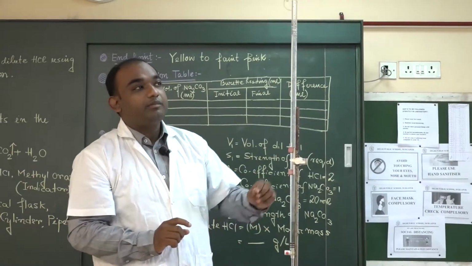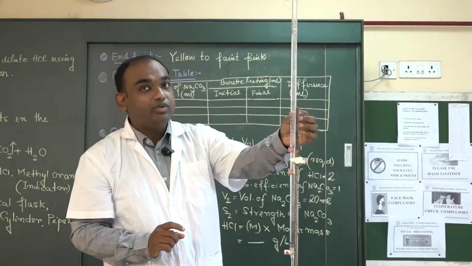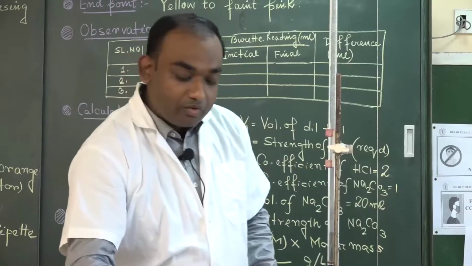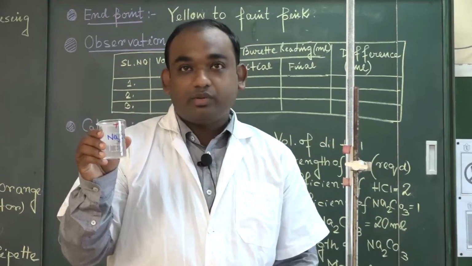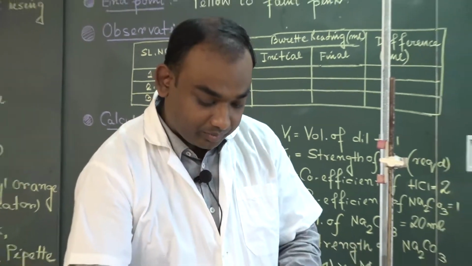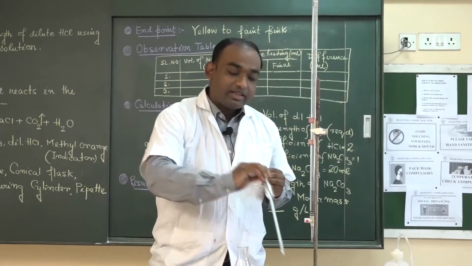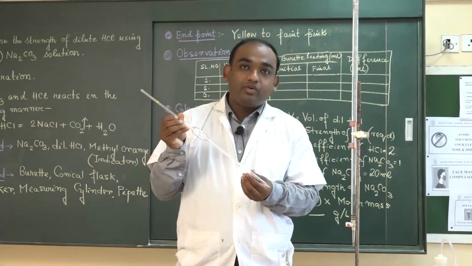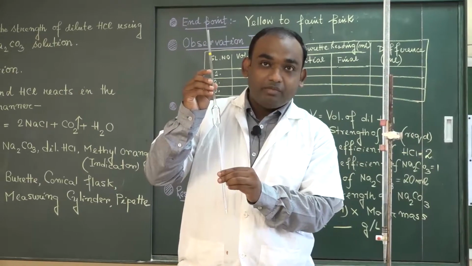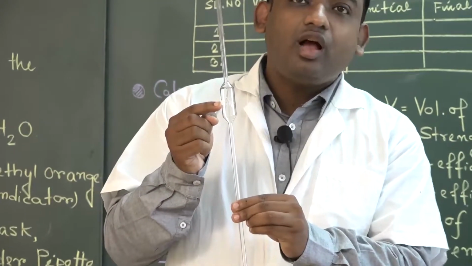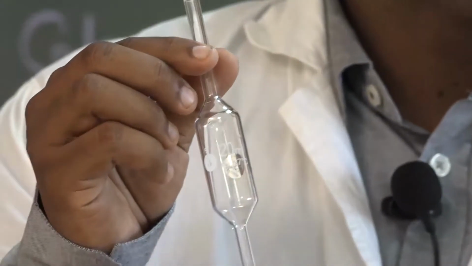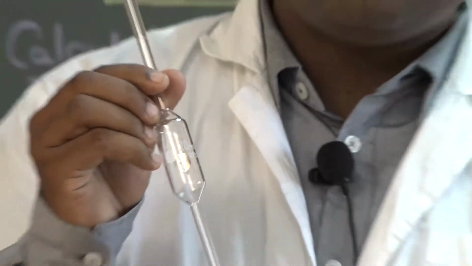Students, we have to determine the strength of this dilute hydrochloric acid, and this will be determined with the help of sodium carbonate. We will pipette out this sodium carbonate solution, 20 ml, in a conical flask. This pipetting out will be carried out with the help of a pipette. We can already find that this is a 20 ml pipette. It is already written on the walls of the pipette. So we will now try to pipette out this sodium carbonate solution.